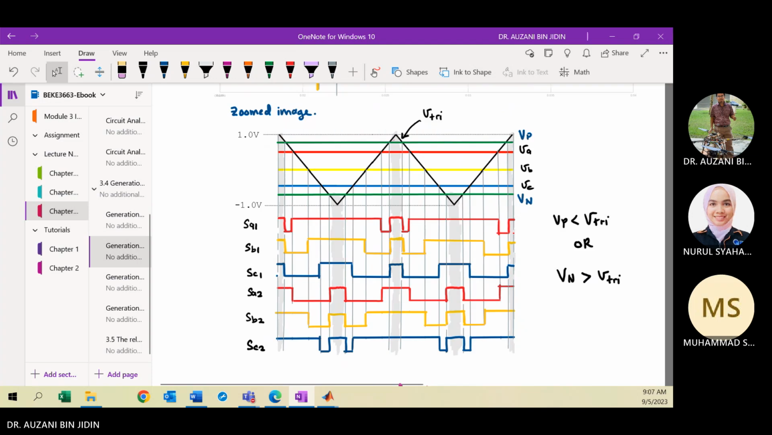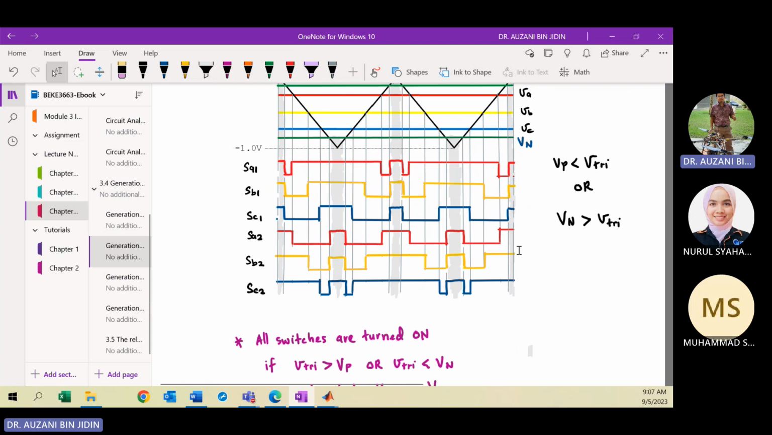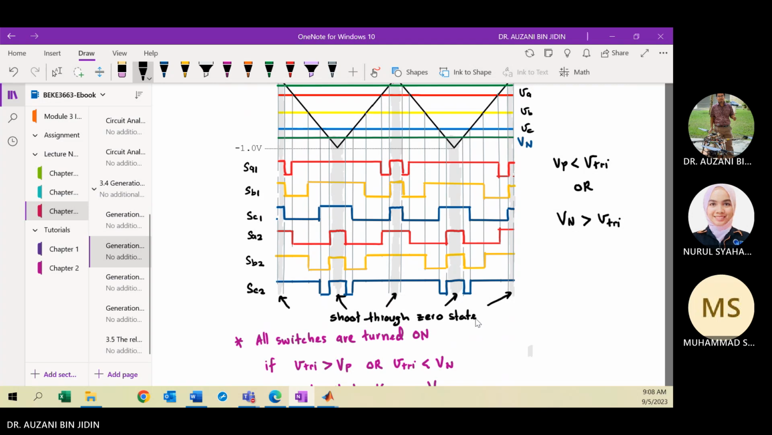Okay, next. So this area or interval, this one here, here, here. We can define the switching operation for this interval as shoot through zero state. Shoot through zero state, because all switches are turned on.